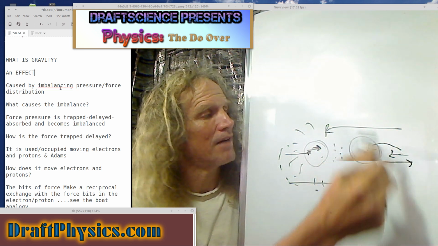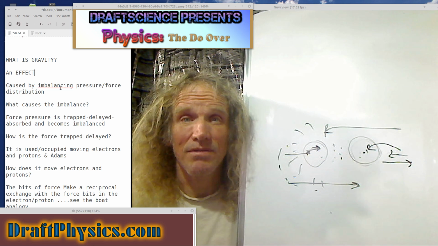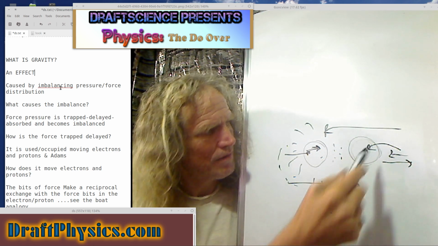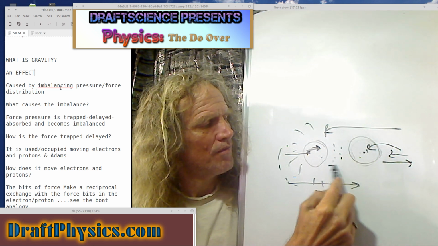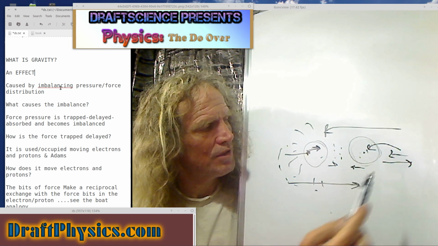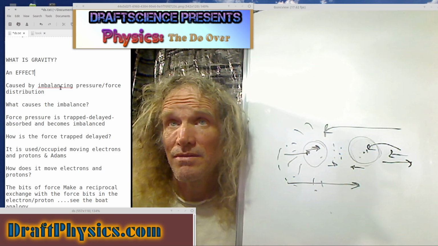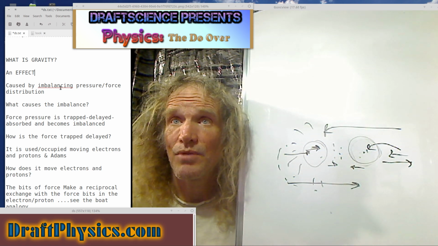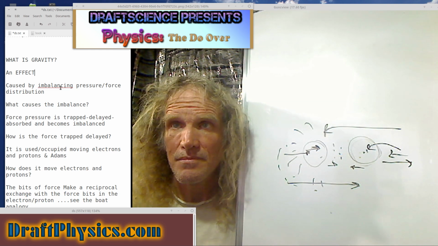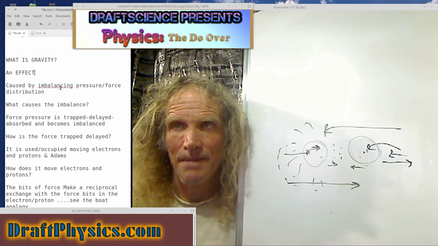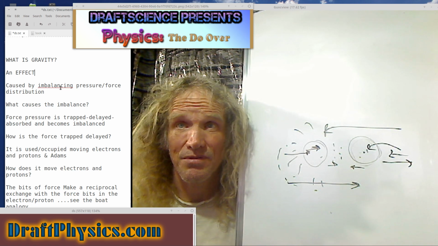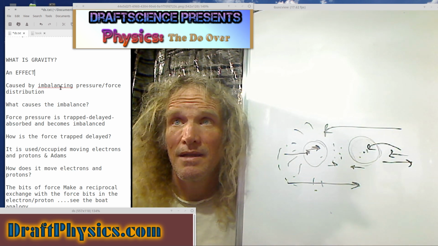That would have given me a balanced view of the universe. So I'm not going to see a balanced view anymore. I'm going to see this imbalanced view. And it's going to move these two objects. They are going to keep moving into each other. And that's basically gravity. All right, so what causes the imbalance? Force, pressure is trapped, delayed, absorbed. So those three words are essentially the same, and it becomes imbalanced.